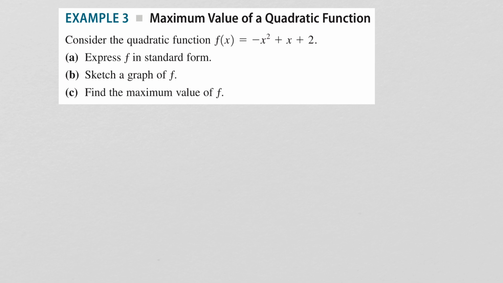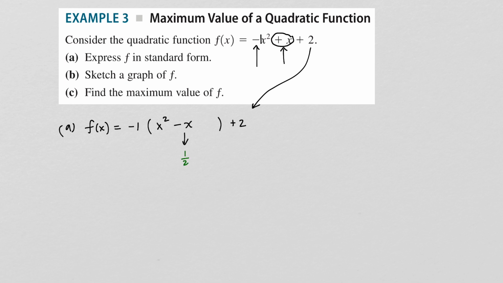So first things first, in part A, we need to express this in standard form. What I'm going to do is factor out the -1 that is right here. So we're going to have -1, and I'm only taking that out of the first two terms. When you pull -1 out of here, this becomes -x, and then the +2 we're going to leave on the outside. Next, we're going to take the middle number, which is equal to 1.